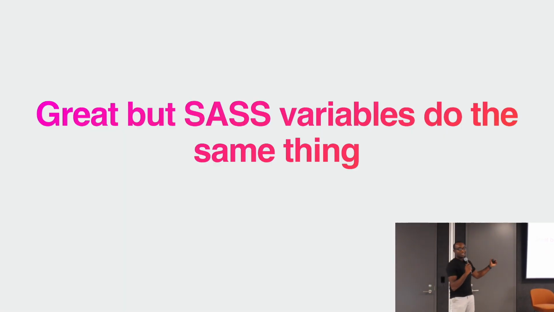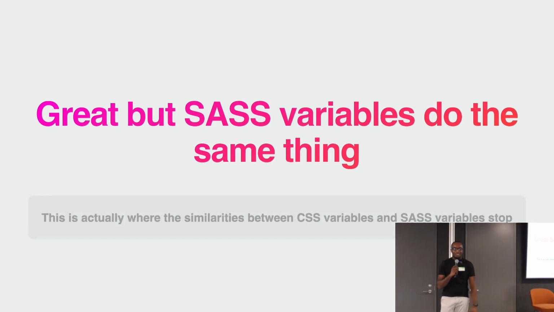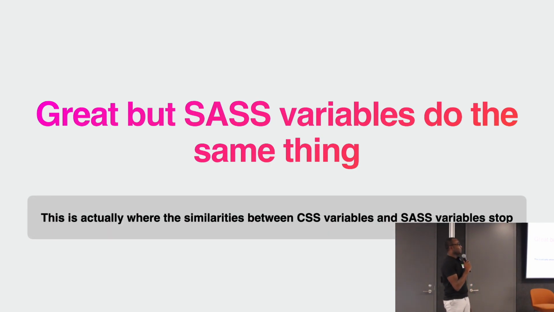Now, this is great and all, but if you've worked with Sass, you may be wondering, this is just Sass variables. Like, what's new here? The thing is, this is actually where the similarities stop. The similarities between Sass variables and CSS variables diverge from this point specifically.